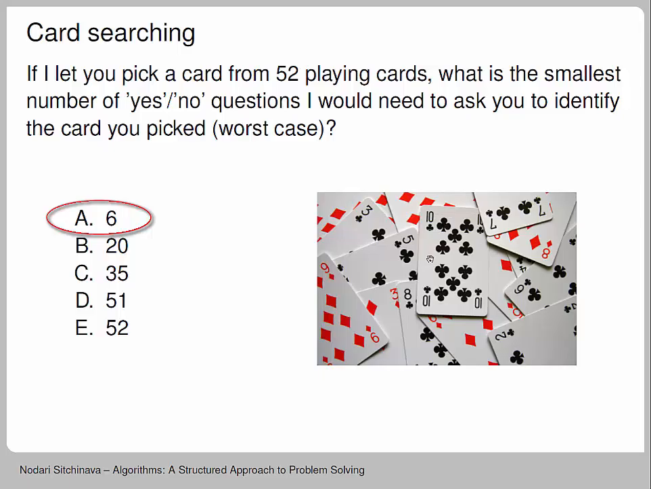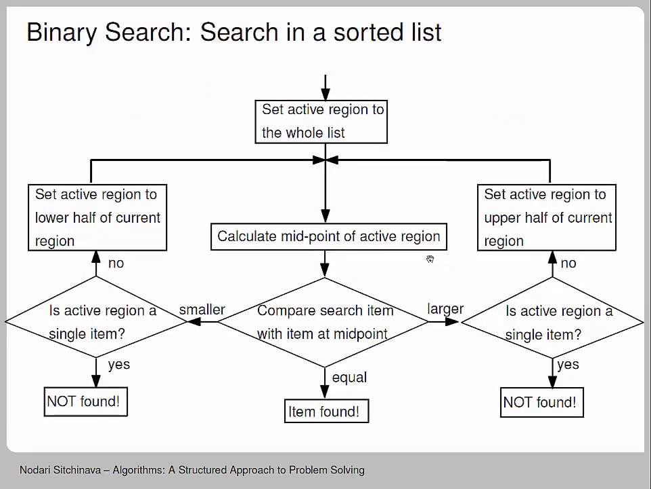Then I will ask you a question: is it a face card or is it a number card? And if, let's say, it's a number card, then I'll ask you if it's smaller than 5 or bigger than 5. And so on and so forth until I have only one choice, and then I know which card you have. Using the same idea, we can define an algorithm for searching in the list of sorted numbers.